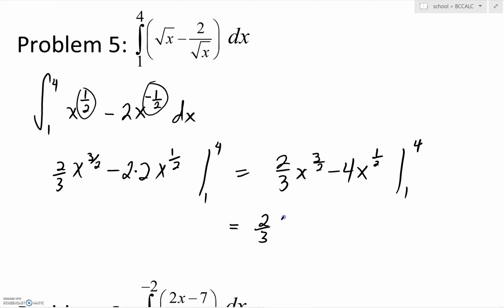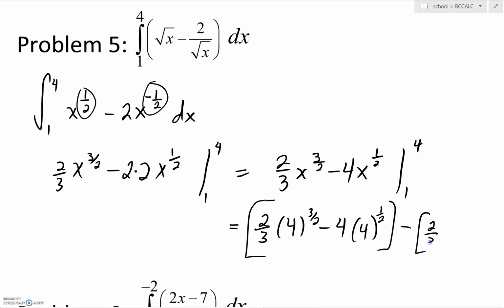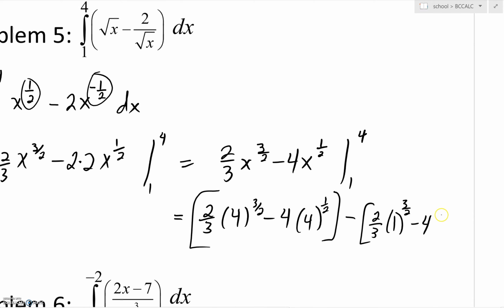So we'll have 2/3 times 4 to the 3/2 minus 4 times 4 to the 1/2. And then we're going to subtract. Now we're going to plug in a 1. Say 2/3 times 1 to the 3/2 minus 4 times 1 to the 1/2 power. Well, we just have to crunch some numbers.